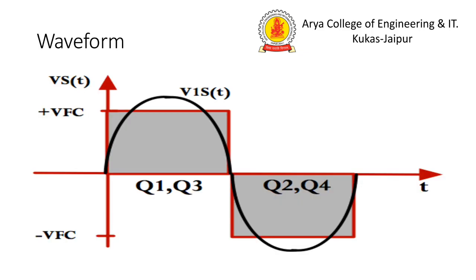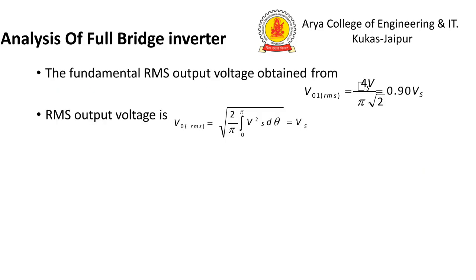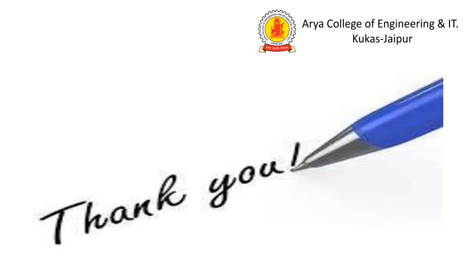This is the basic waveform in a square condition. Switches Q1 and Q3 are closed while Q2 and Q4 are open, and vice versa. Some basic analysis of the full bridge: the fundamental RMS output voltage V01 RMS is 4Vs upon pi by root 2, which is 0.90 Vs. Then the RMS output voltage is Vrms equal to Vs. Thank you.